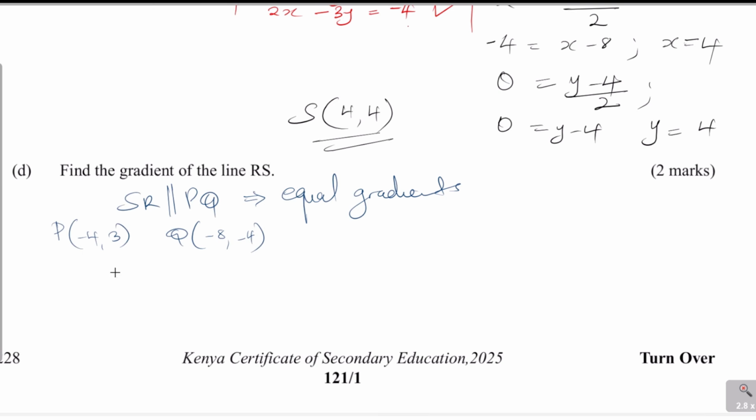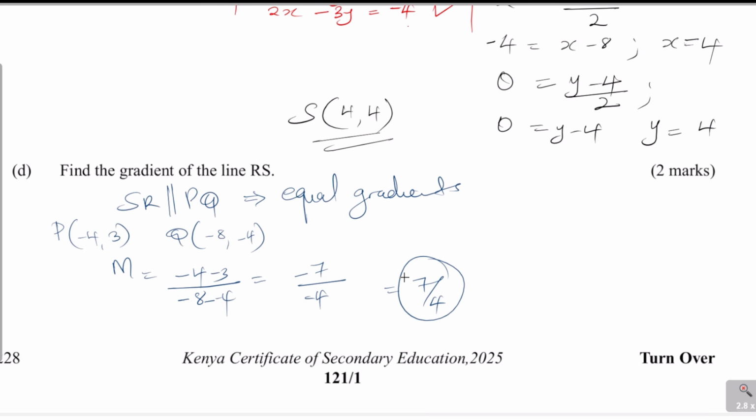Now the gradient will be given by change in y, which is -4 subtract 3, divided by change in x, -8 subtract -4. So this will give -7 divided by -4. So the gradient will therefore be 7/4. That is the gradient of SR and the gradient of PQ.